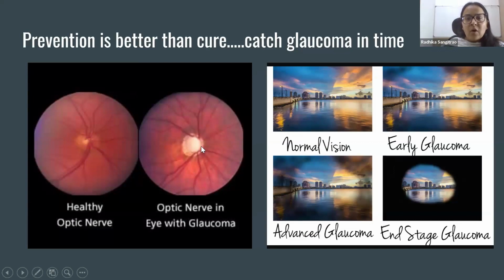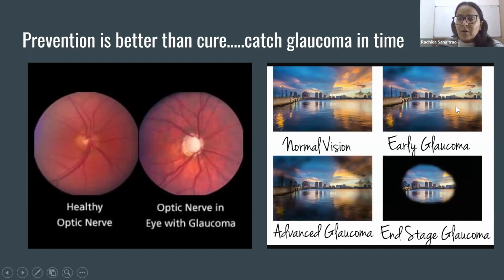The right is an optic nerve that is affected with glaucoma. Now, in the early stages, basically what happens in glaucoma, and why it is important that you get an eye checkup, is this: the first picture you see is your normal vision, what you and I can see, everybody who doesn't have glaucoma. Now, when you are affected by glaucoma in the early stage, it is not your central vision that is affected. It is the peripheral vision.